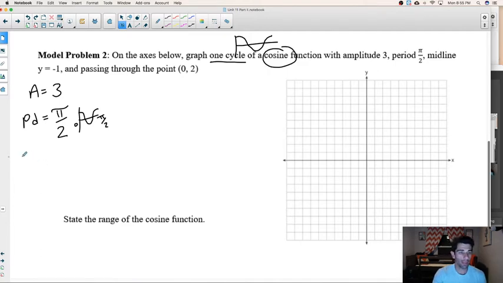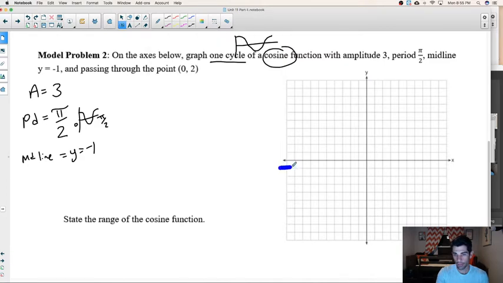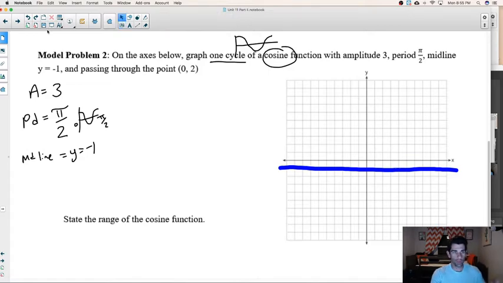The midline, so the midline is y equals negative 1. So pretend like this guy isn't even there, and you can always just draw in a new one, right? So I can do that with this and say that's going to be there. That is going to be your midline, or where you're going to be paying attention to.